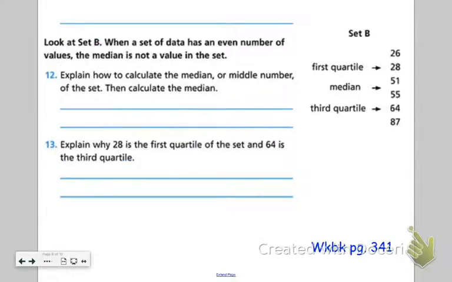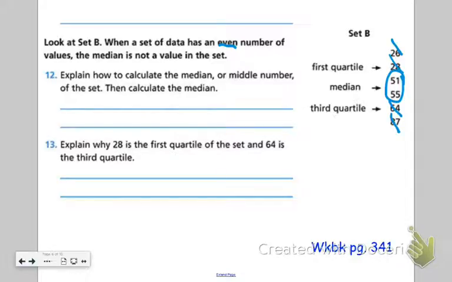Okay, now let's look at set B. We have, in this case, an even set of numbers. It says when a set of data has an even number of values, the median is not a value in the set. So if you start crossing them off and working your way into the middle, you can see that you have two numbers in the middle. We have 51 and we have 55. The median of 51 and 55 is going to end up being 53. When you have two numbers in the middle, you want to add them up and then divide by 2, which sometimes it's obvious what the number in the middle would be, but if it's not, that's your strategy. Add them up and divide by 2.